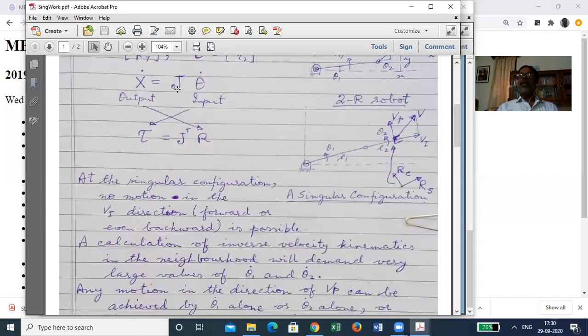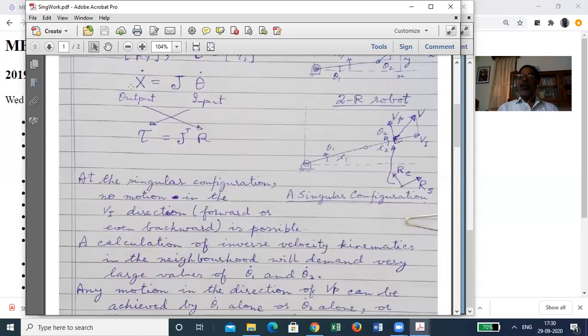So in that case, there are infinite solutions. Okay. So a calculation of the inverse velocity kinematics in the neighborhood will demand very large values of theta 1 dot and theta 2 dot. If you demand a velocity which is somehow in this direction, has no component in the impossible direction, then theta 1 dot alone can achieve it, or theta 2 dot alone can achieve it. Okay, or some combination. There are infinite possible combinations which together can achieve this. There are infinite solutions of this system if x dot is in the range of J.